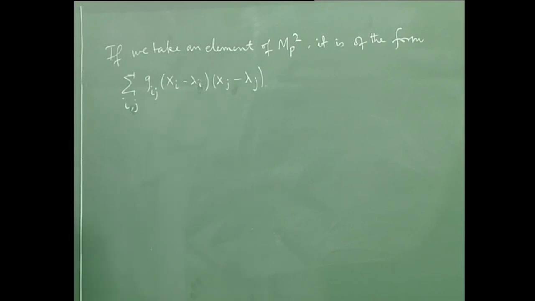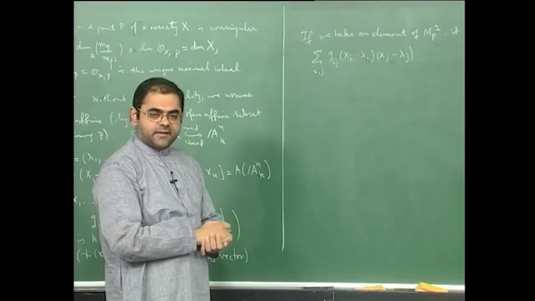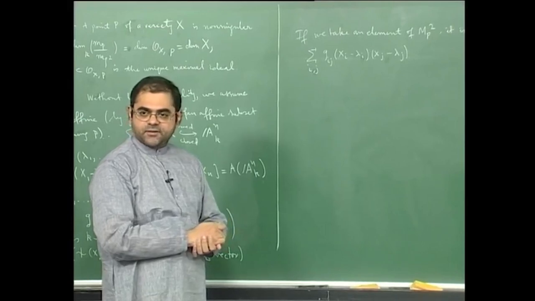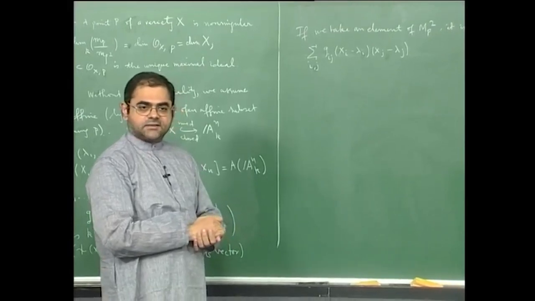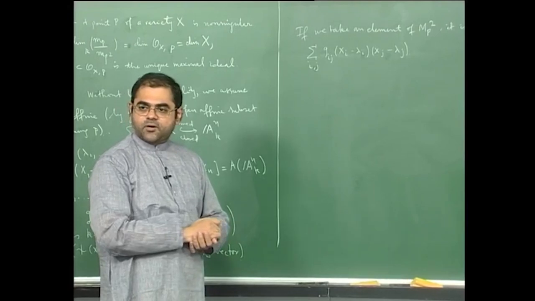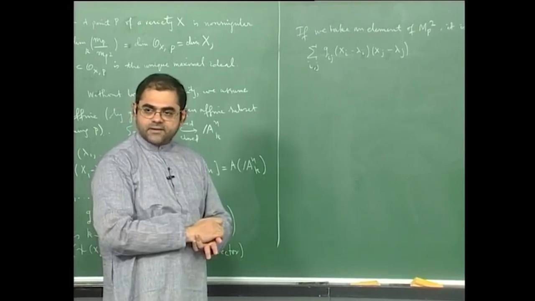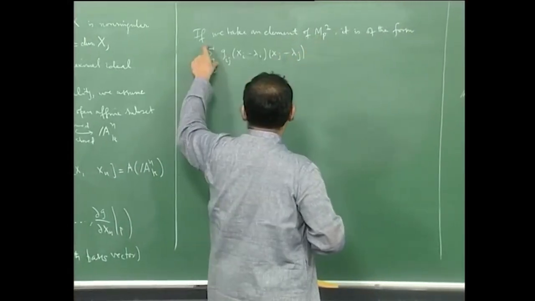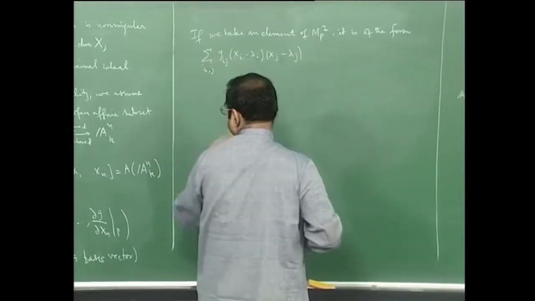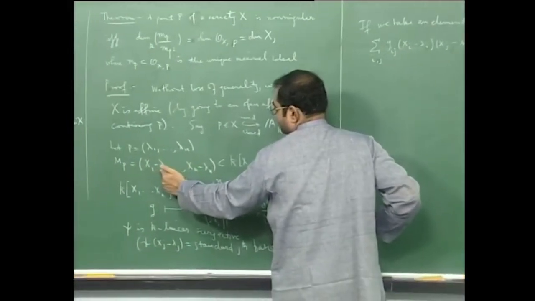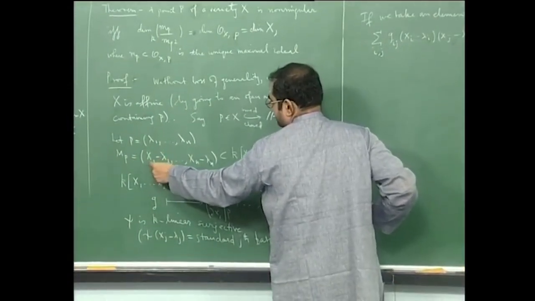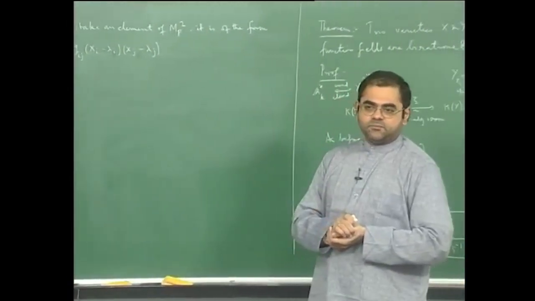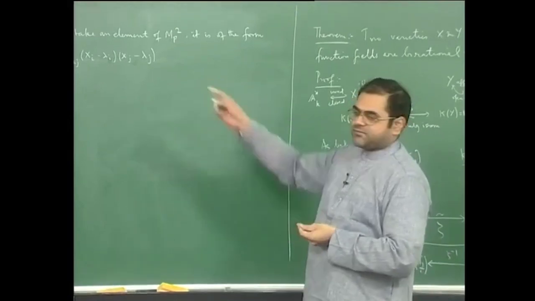What is an element of the square of an ideal? It is a finite sum of products, where each term in the product is a product of two terms, one each from the ideal. So if I take an element of mp square, it is a finite sum where each term has to be an element of this ideal, but any element of this ideal will be generated by the xi minus lambda i with polynomial coefficients. So it will look like this.